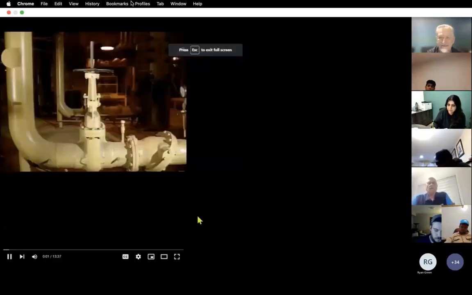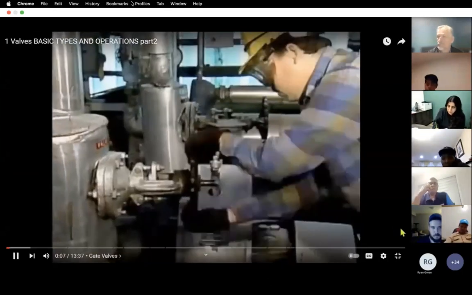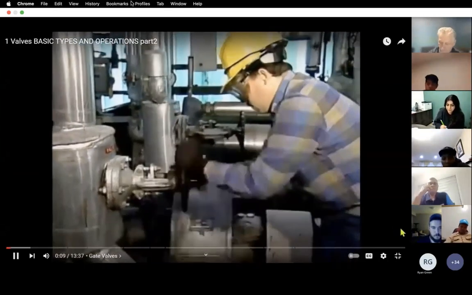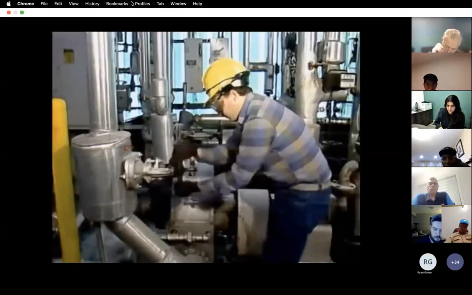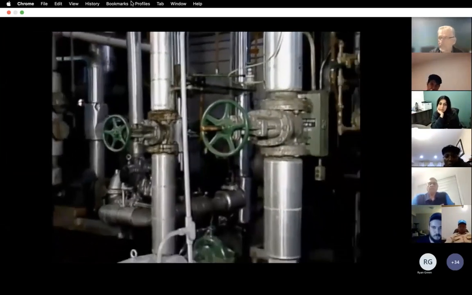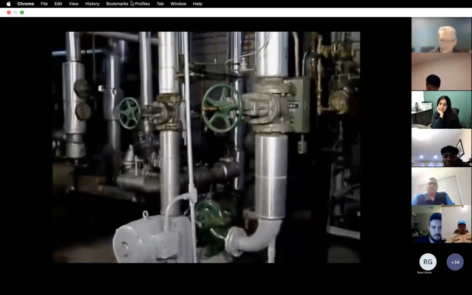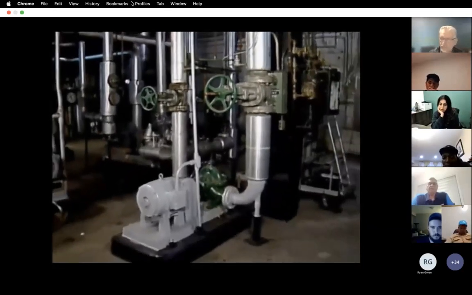One type of valve that's commonly used in process systems to start and stop flow is the gate valve. Gate valves are designed to be used primarily for on-off purposes. They operate best in either the fully open or fully closed position. Gate valves are often used to isolate equipment. For example, these gate valves are in the suction and discharge lines of a pump. Shutting the valves isolates the pump from the rest of the system.